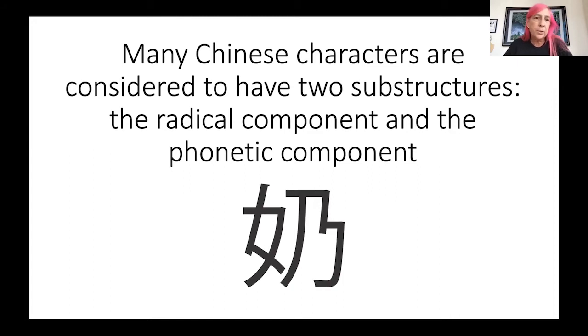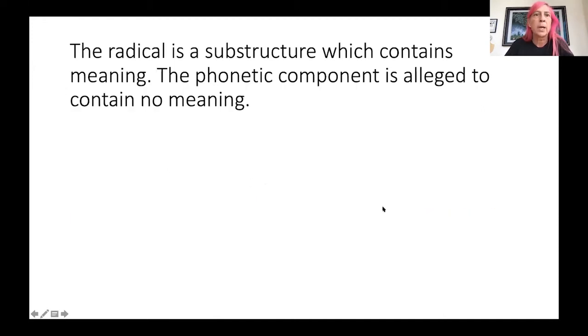Many Chinese characters are considered to have 2 substructures, the radical and the phonetic. The radical is a substructure which contains meaning. The phonetic is alleged to contain no meaning, but does it?